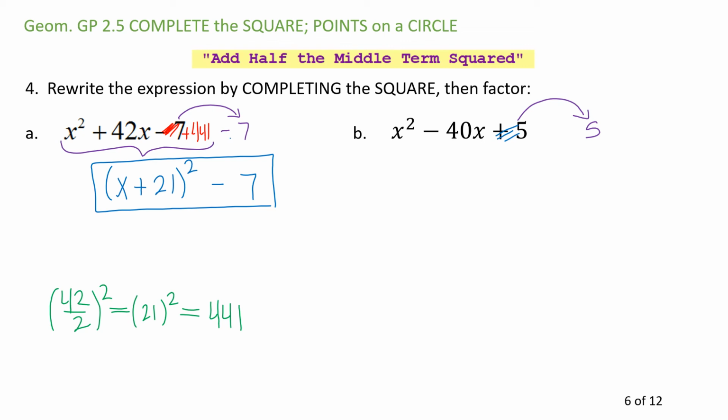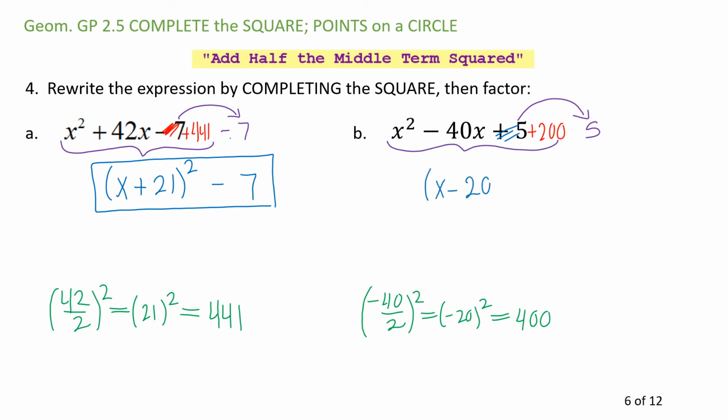Last one, take the middle term, negative 20 divided by 2, squared is positive 400. That's the number that completes the square. The instructions say complete the square. 200 completes the square. That means that this is now a perfect square trinomial that will factor the same way every time. I still have this plus 5 out here to deal with.